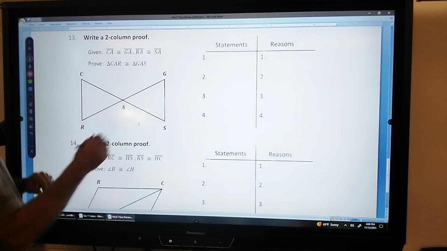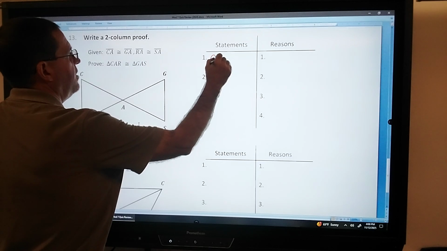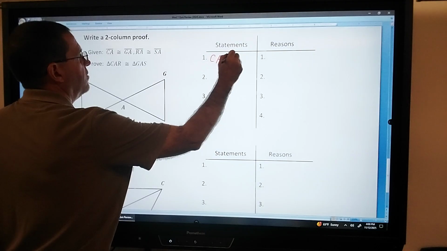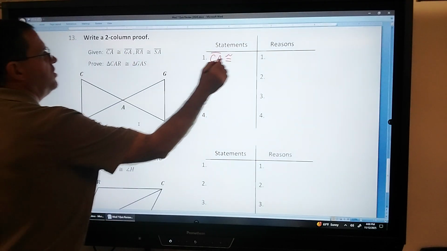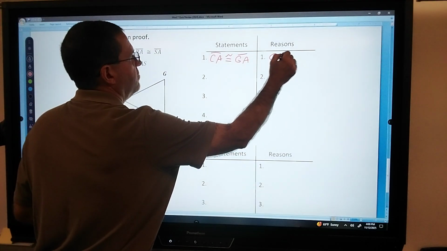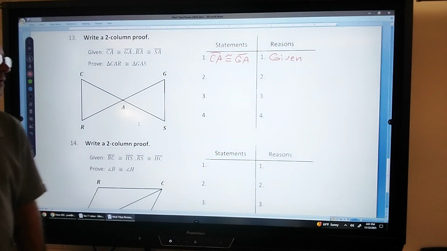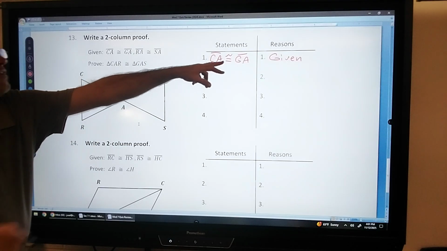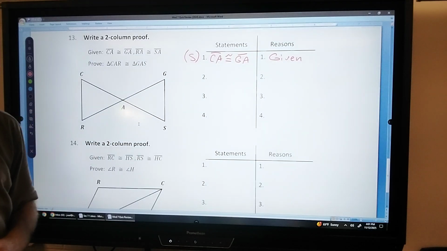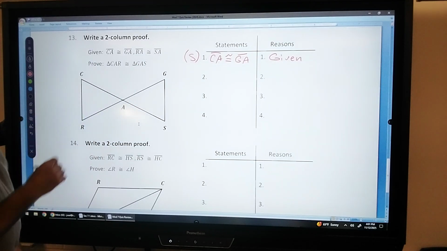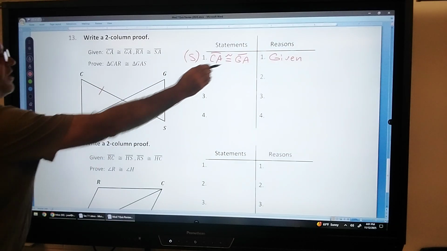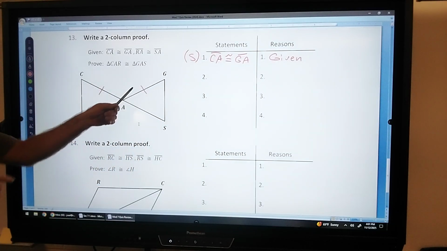So here we go. Number 1, CA is congruent to GA. That is given, and it's also a side. I know that because it has the two bars across. So that is a side. Go to the diagram and let's mark it. C to A gets 1 slash. G to A gets 1 slash.